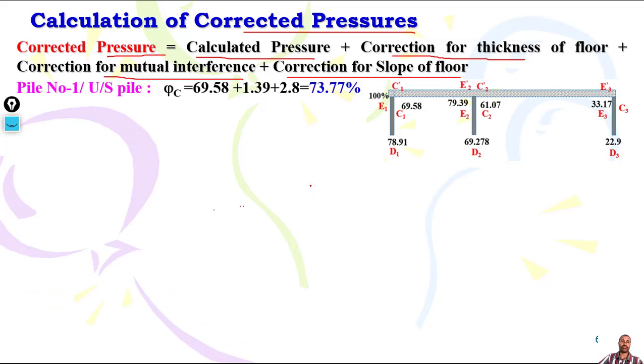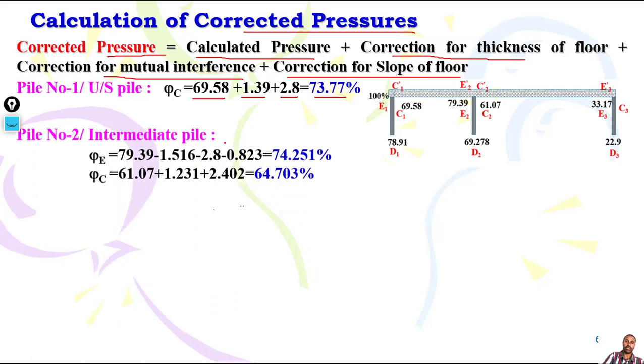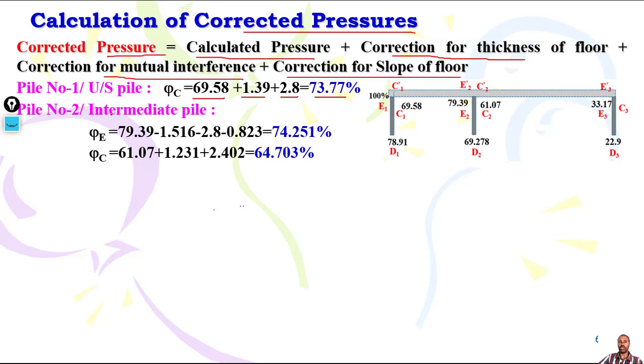Now let's correct. Pile number 1, which is upstream slope, phi C, which is already computed first. So you have 1.39, which is correction for thickness of floor, then mutual interference, then you get this result. Then next, pile number 2, which is intermediate pile. You have 79.39, so you get negative for mutual interference correction. Then you have 2.8, then minus again for this one, slope of floor. Then you get this. So these are the corrected pressures.